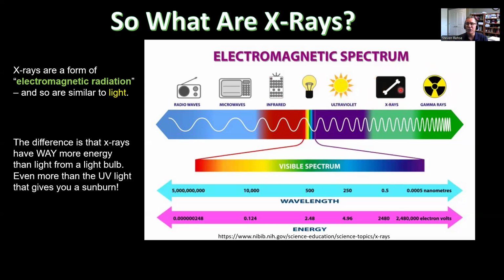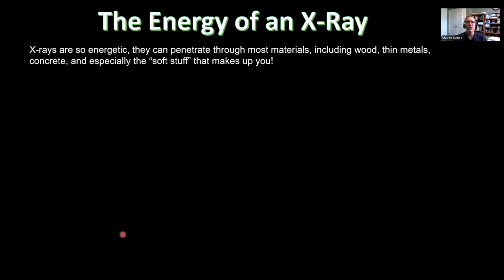If you add even more energy, you get the X-rays, okay? So X-rays are just a form of electromagnetic radiation, but with a lot of energy. The X-rays have way more energy than the light from a light bulb, and even way more energy than the UV light that gives you a sunburn. So these are just very, very energetic waves of X-ray radiation, and we're going to use the energy of those waves to do some really useful things for us.